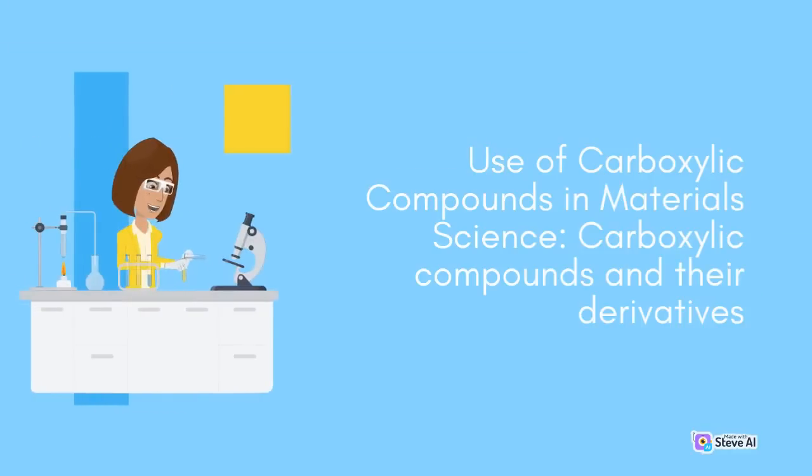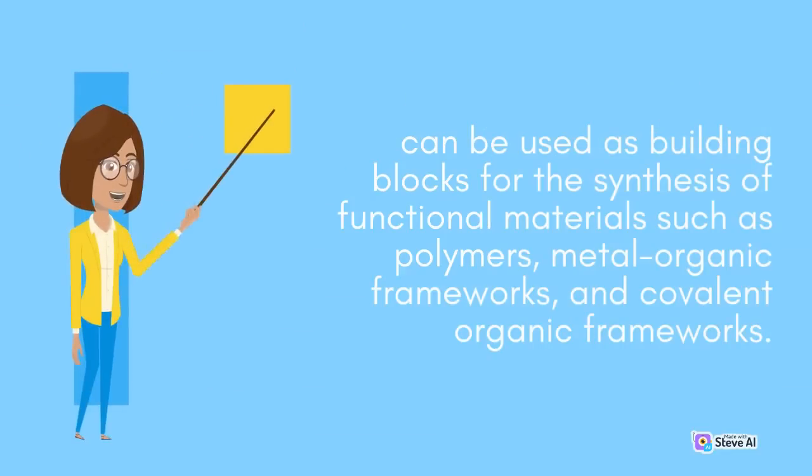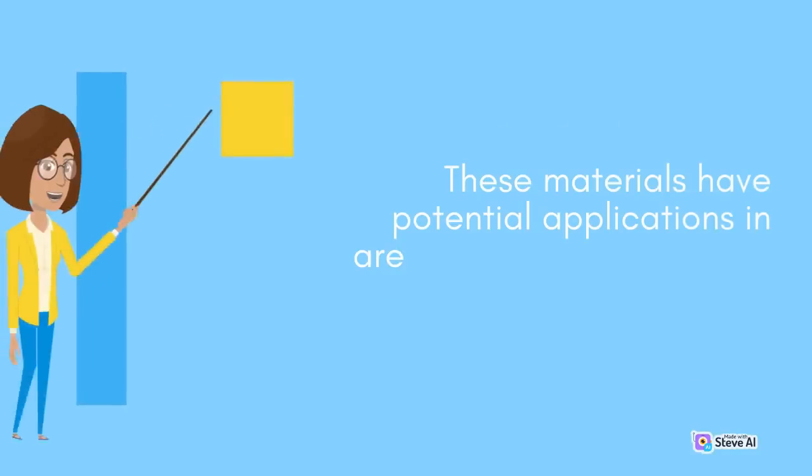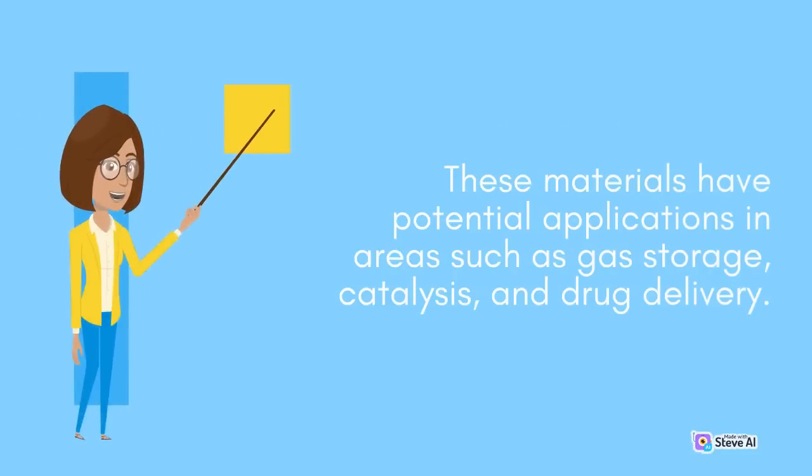Use of carboxylic compounds in materials science. Carboxylic compounds and their derivatives can be used as building blocks for the synthesis of functional materials such as polymers, metal organic frameworks, and covalent organic frameworks. These materials have potential applications in areas such as gas storage, catalysis, and drug delivery.